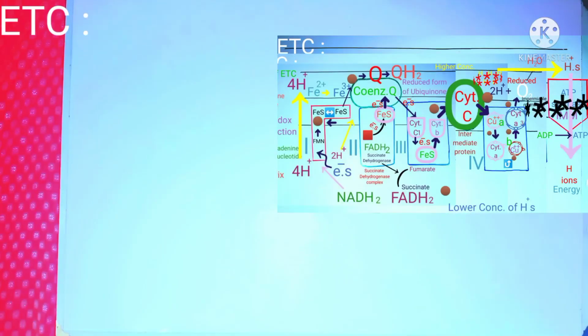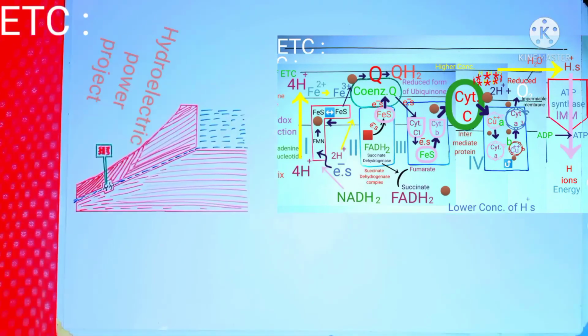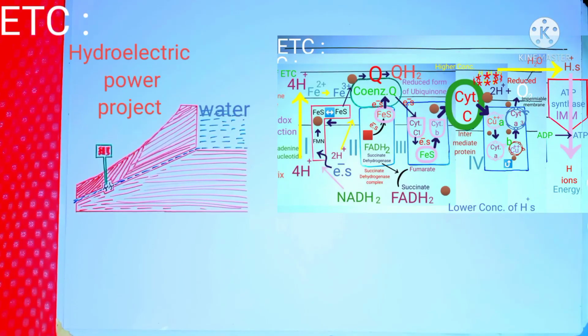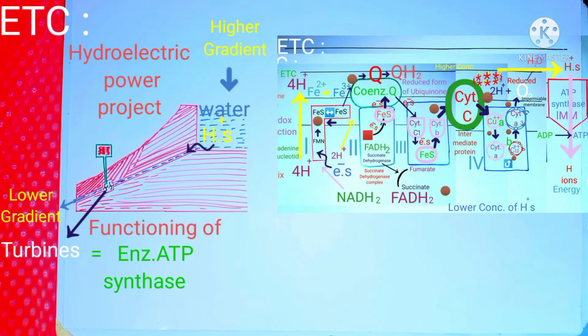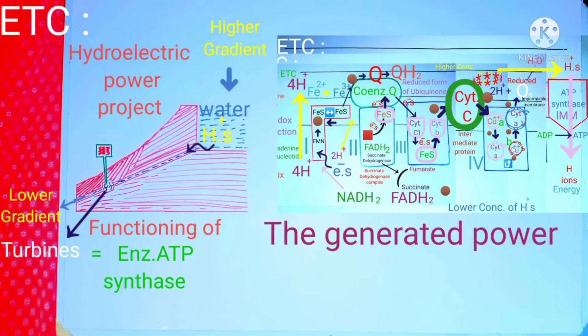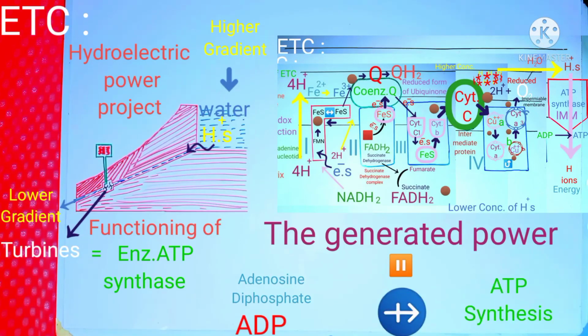The working of ATP synthase can be compared to the working of a hydroelectric power project. The water that is collected behind the dam can be compared to the hydrogen ions present in higher concentration in the intermembrane space. The turbines of the dam can be compared to the enzyme ATP synthase. When the water flows from the height, which is compared to the flow of hydrogen ions from higher gradient to the lower gradient, this causes the spinning of turbines inside the dam, which can be compared to the functioning of the ATP synthase enzyme. The power generated inside the dam can be compared to the ATP synthesized from adenosine diphosphate. So this was the mechanism of the working of the electron transport chain.